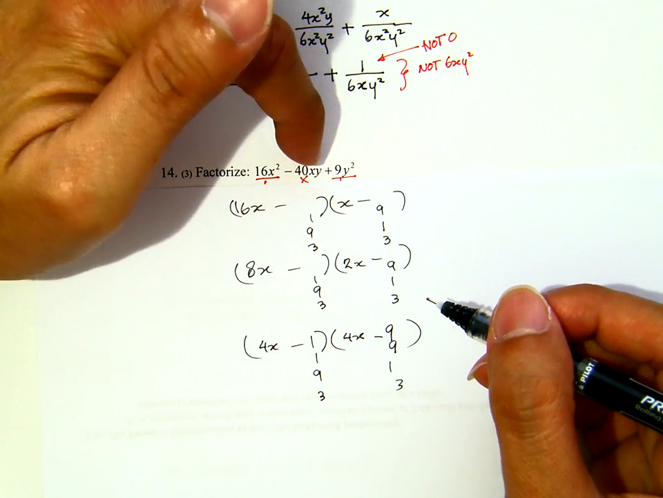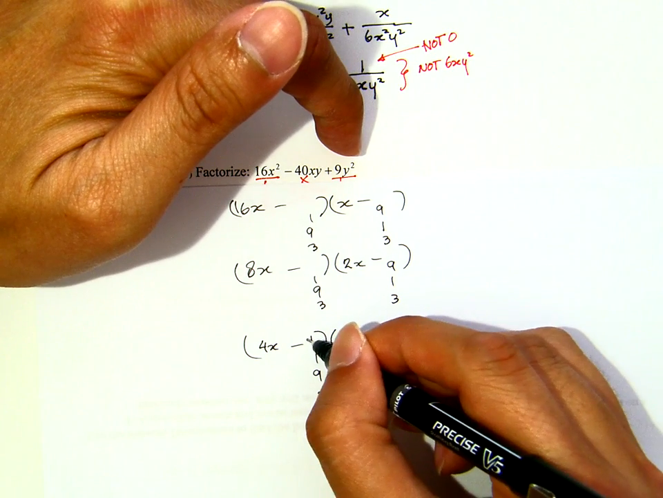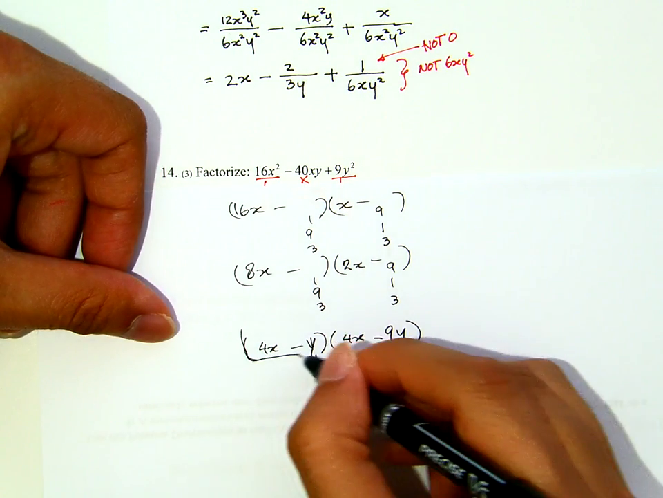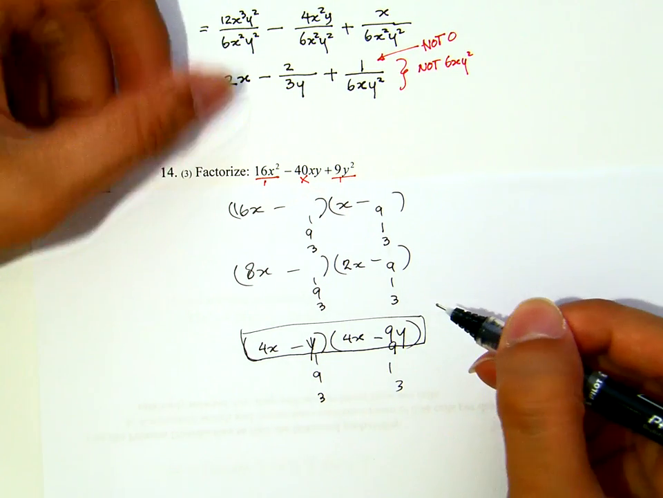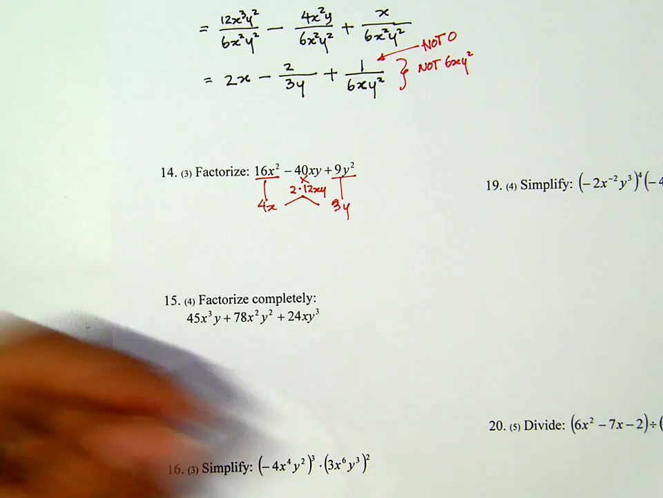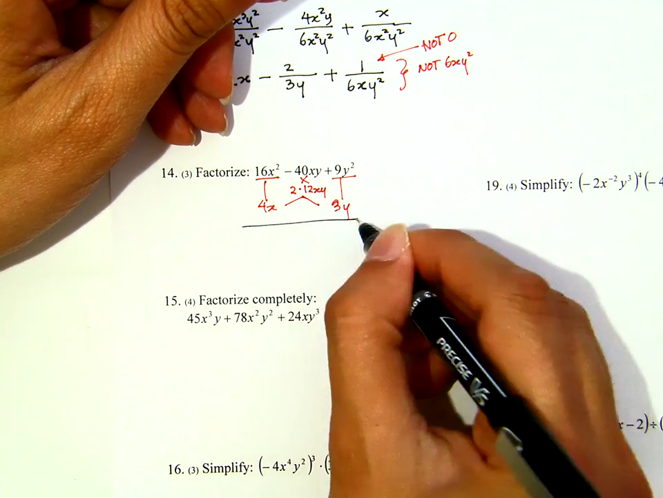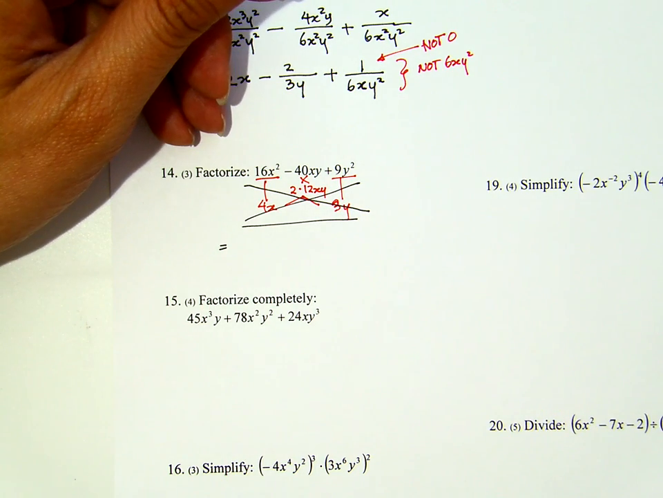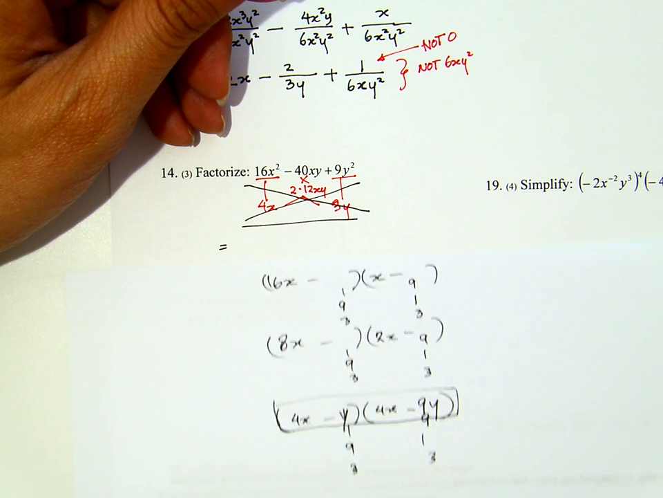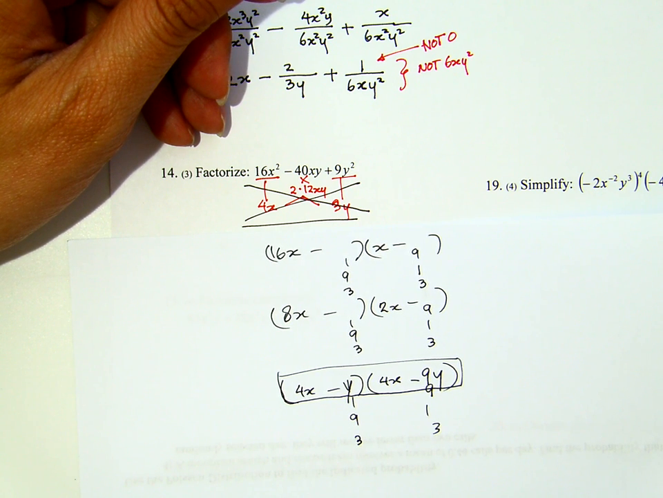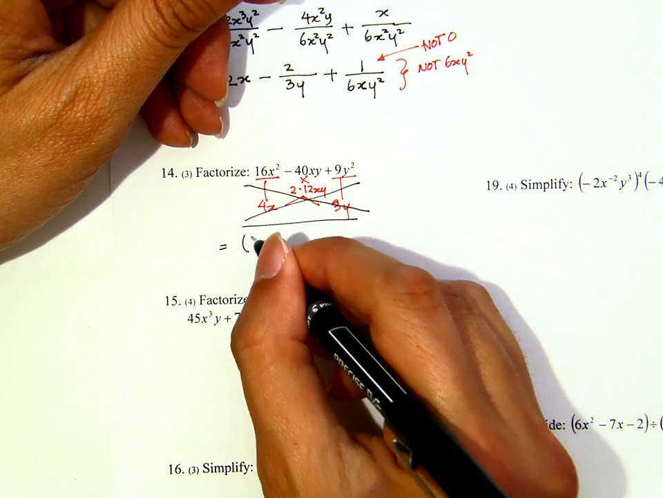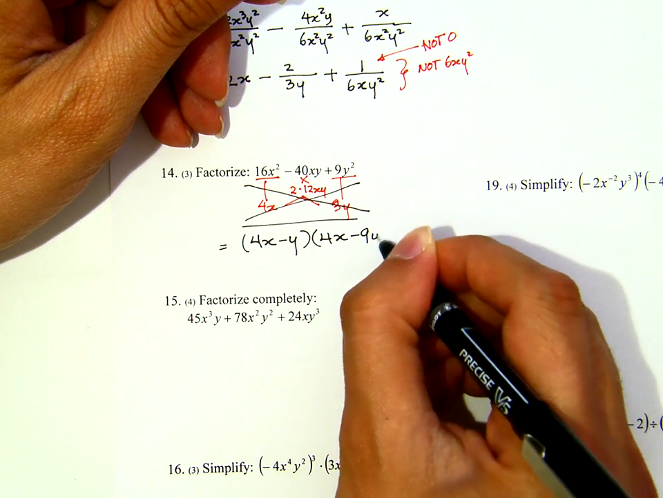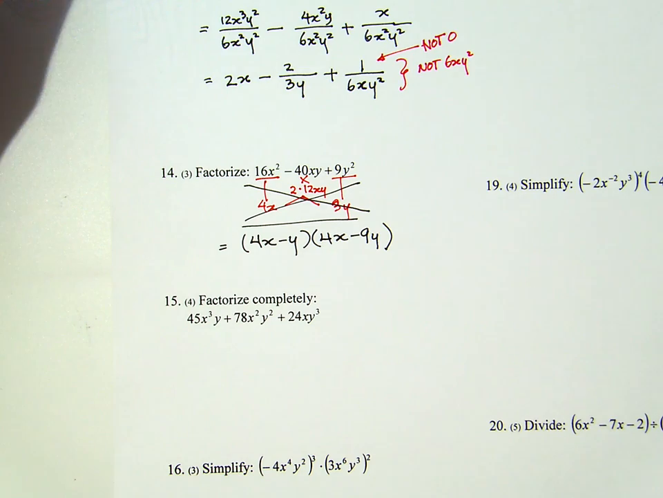And because I have the y and y squared there, I will insert y here. Okay, now you see that if you FOIL this, you should get that answer. Now if I go back, you will see that, let me cross this out, doesn't work. This is equal to 4x minus y, 4x minus 9y. Okay, that's for number 14.